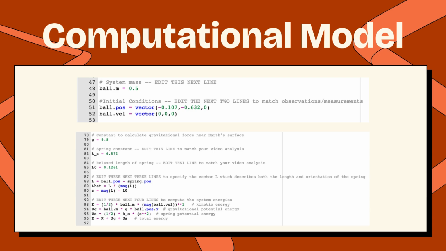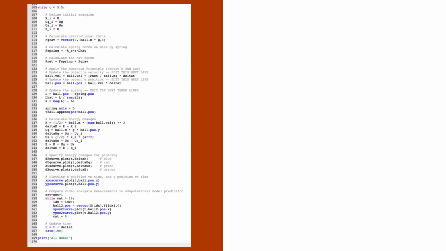This is the code for the computational model. Here I inputted the object's mass as well as the initial position and velocities. You can see the velocity was 0 in all directions initially, and then here we also input the gravity and the spring constant, as well as the relaxed length of the spring that we calculated, and the rest of the variables for the system energies. This big while loop calculates the change in energy of the system between each time point.